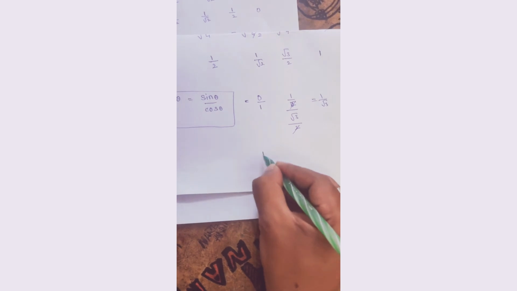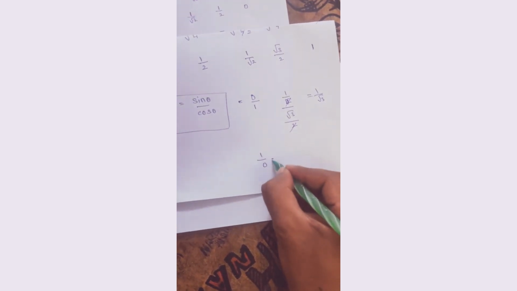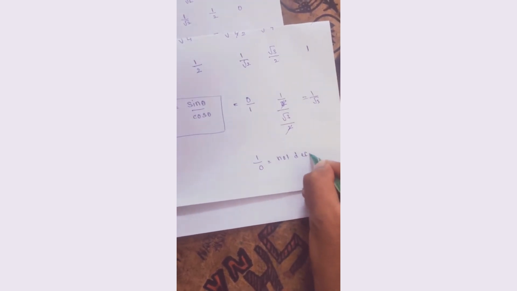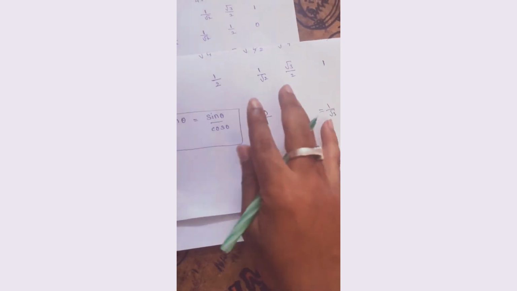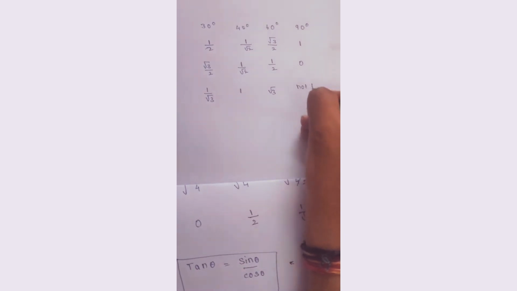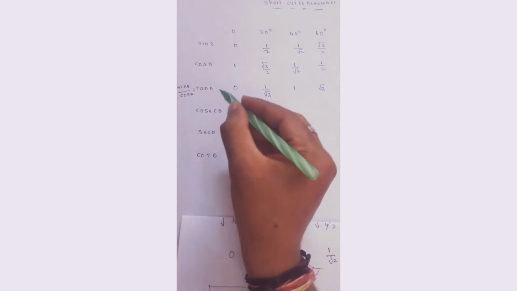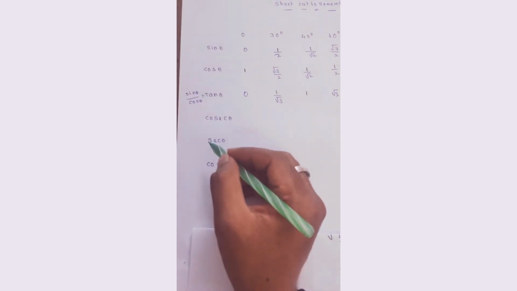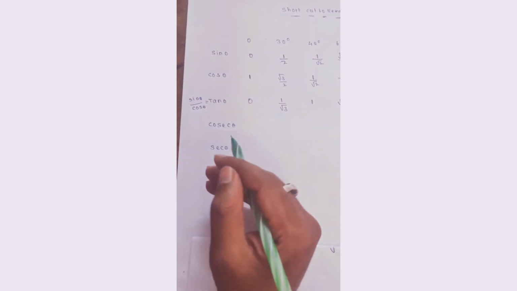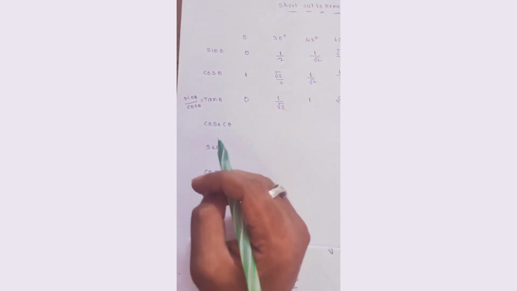Remember, 1 by 0 is a value which is not possible. So what we write is not defined, it cannot be counted. So 1 by 0 value is not defined. Now, I will start the trigonometric chapter in the next session, so you will get an easy idea of each and every formula.